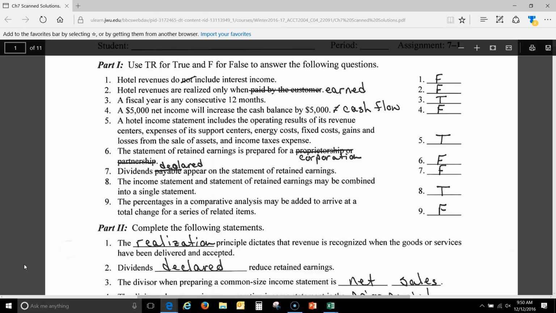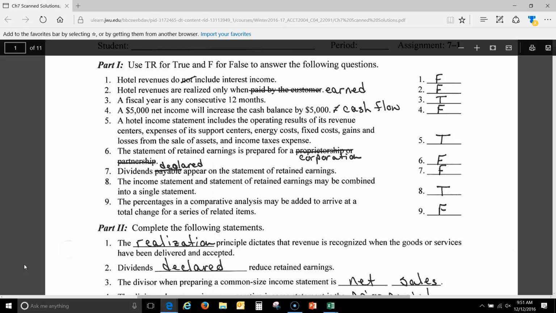Number eight, the income statement and statement of retained earnings may be combined into a single statement. True. Okay. Now, I'm not going to lie to you. In the 25 years I've been a CPA, I've never seen one single company that put them together. They can be. GAAP allows that, but I've never seen anybody do it. They always do retained earnings by itself. True. But the rules will allow for them to be combined. Does that make sense? Allows for it to be combined, but nobody ever does it.